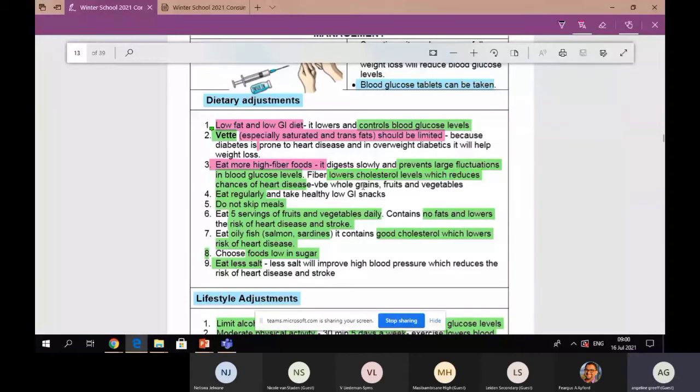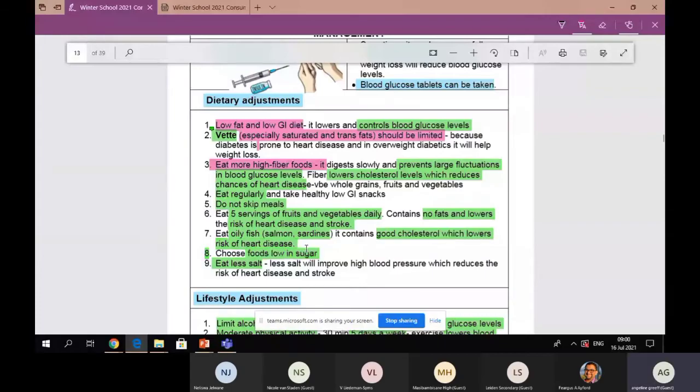And then eat regularly. Low GI snacks. Do not skip meals. Okay, because we want to keep the blood glucose levels constant. And then eat 5 servings of fruit and vegetables. It contains no fats and it also lowers the risk of heart disease. Oily fish like salmon and sardines. That contains good cholesterol, and we know good cholesterol is good because it lowers cholesterol levels and lowers the risk of heart disease.